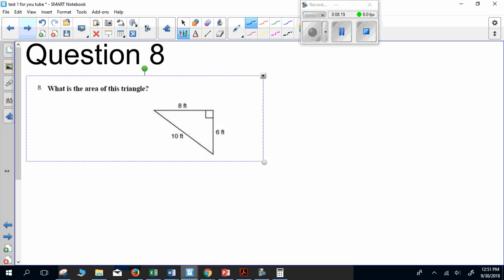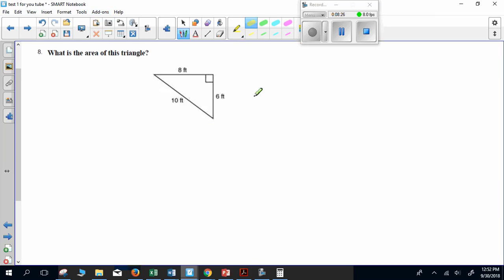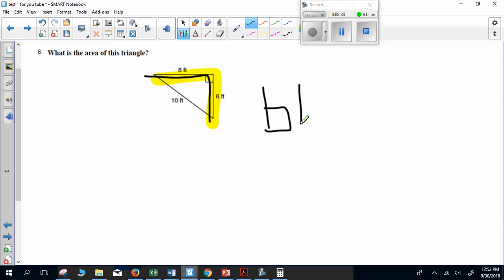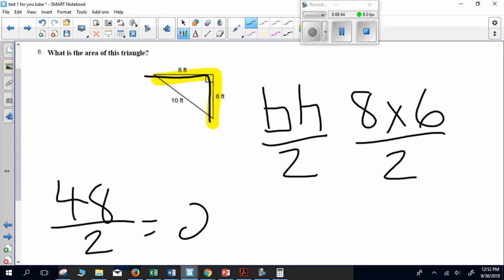Question 8. What is the area of this triangle? I have to remember about triangles, looking for that right angle right here, my base and my height. So the formula for the area of a triangle is base times height divided by 2. So 8 times 6 divided by 2. So 48 divided by 2 is 24 square feet.